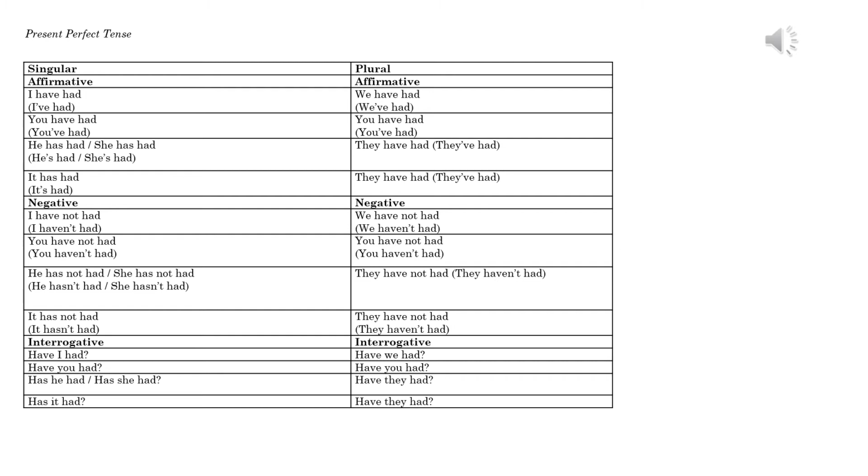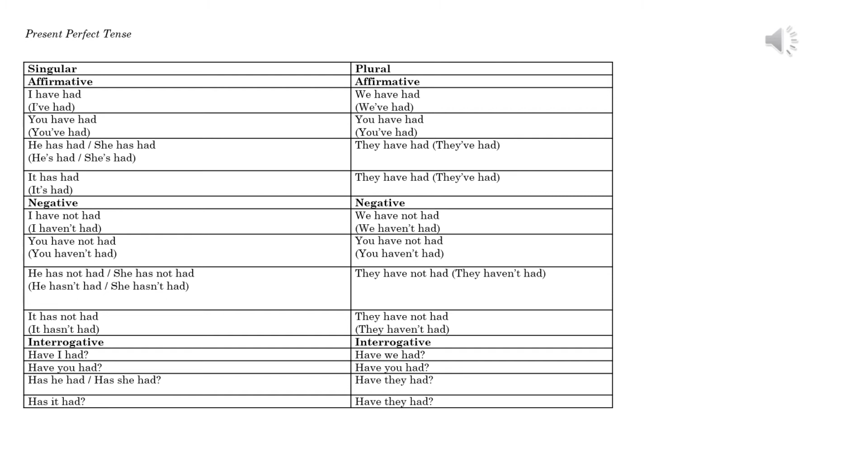Present perfect tense. Affirmative. I have had, I've had, you have had, you've had, he has had, she has had, he's had, she's had, it has had, it's had, we have had, we've had, you have had, you've had, they have had, they've had.